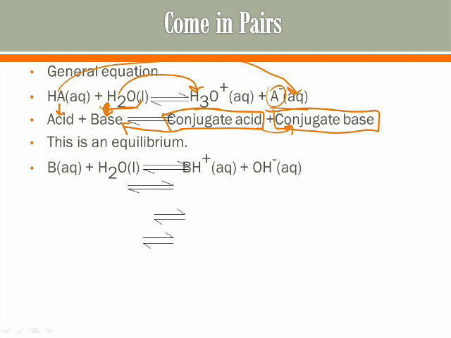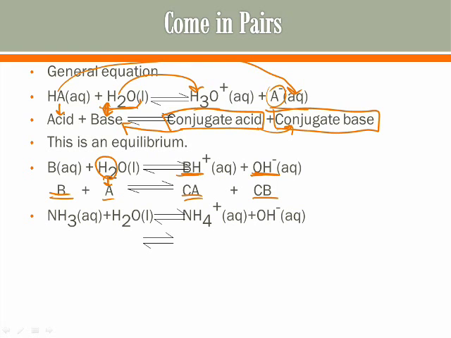Now in this case, we have a base plus water goes to BH plus OH minus. Water is the acid because it's going to donate the proton. This base will take the proton, and we can see that the base took the proton and the acid water got rid of the proton. So the base goes now to the conjugate acid, and the acid is now the conjugate base. So water can be a base or an acid.